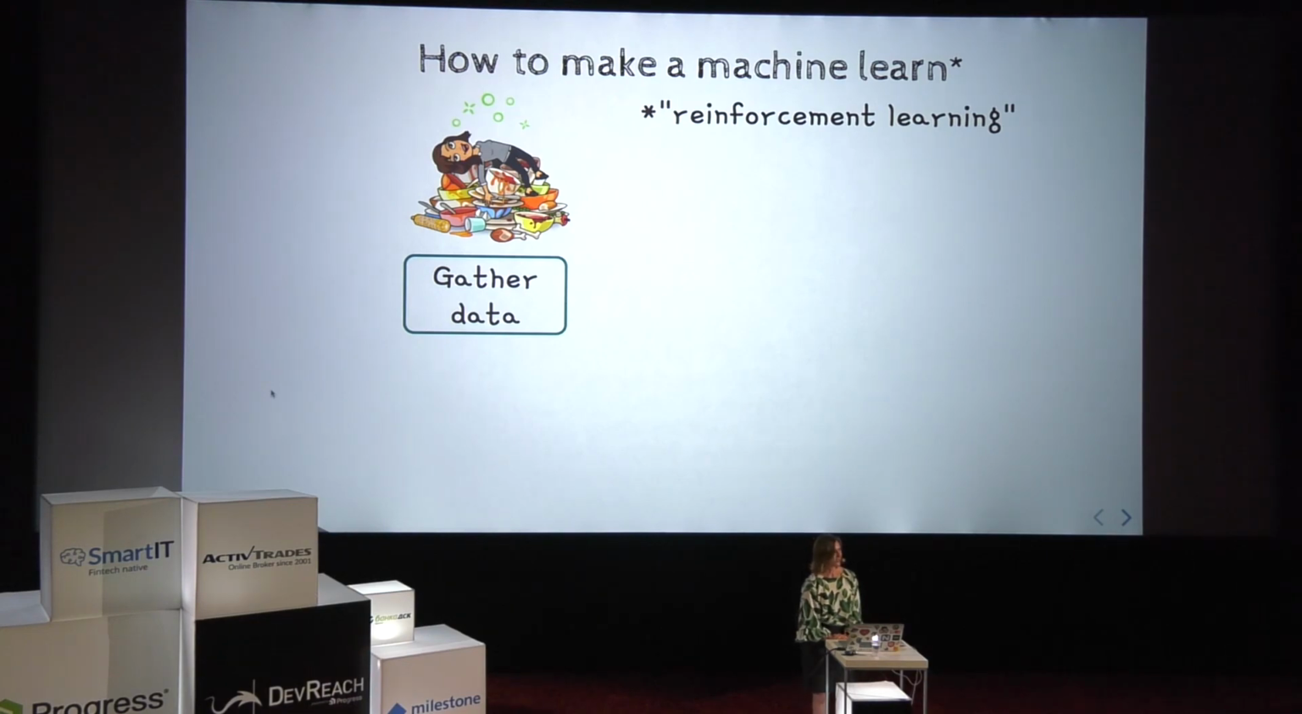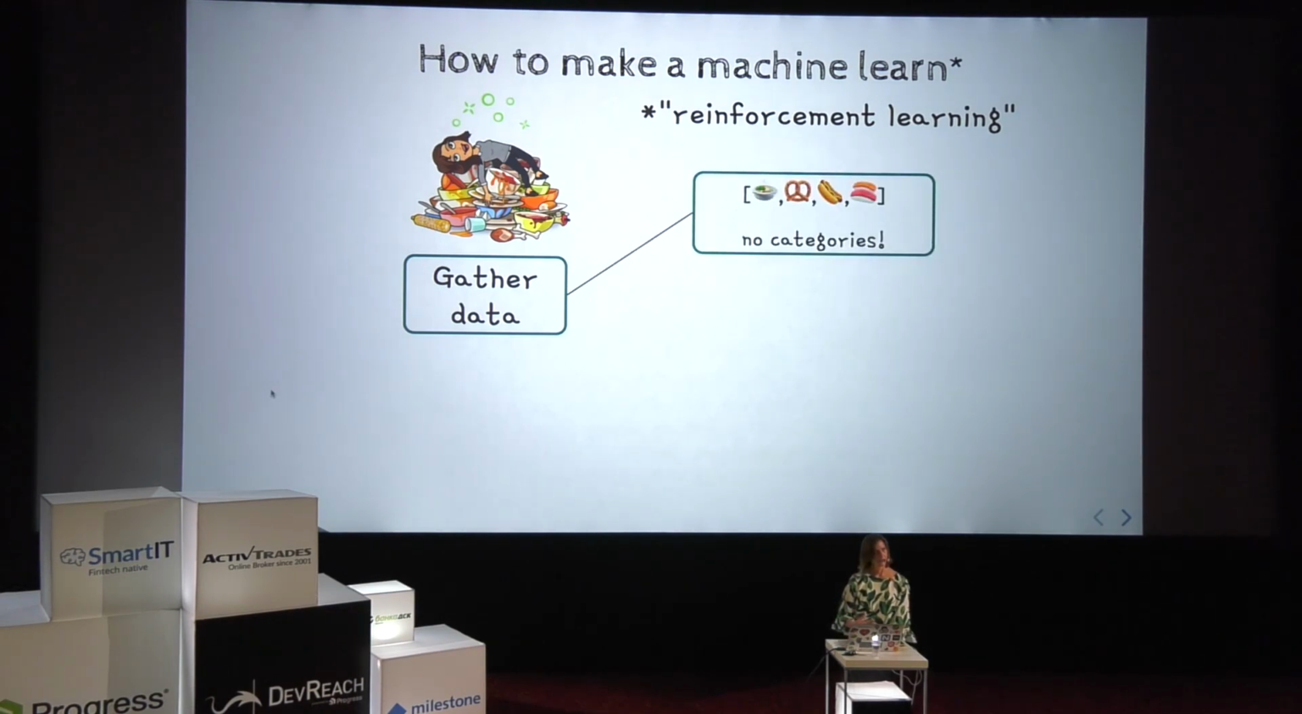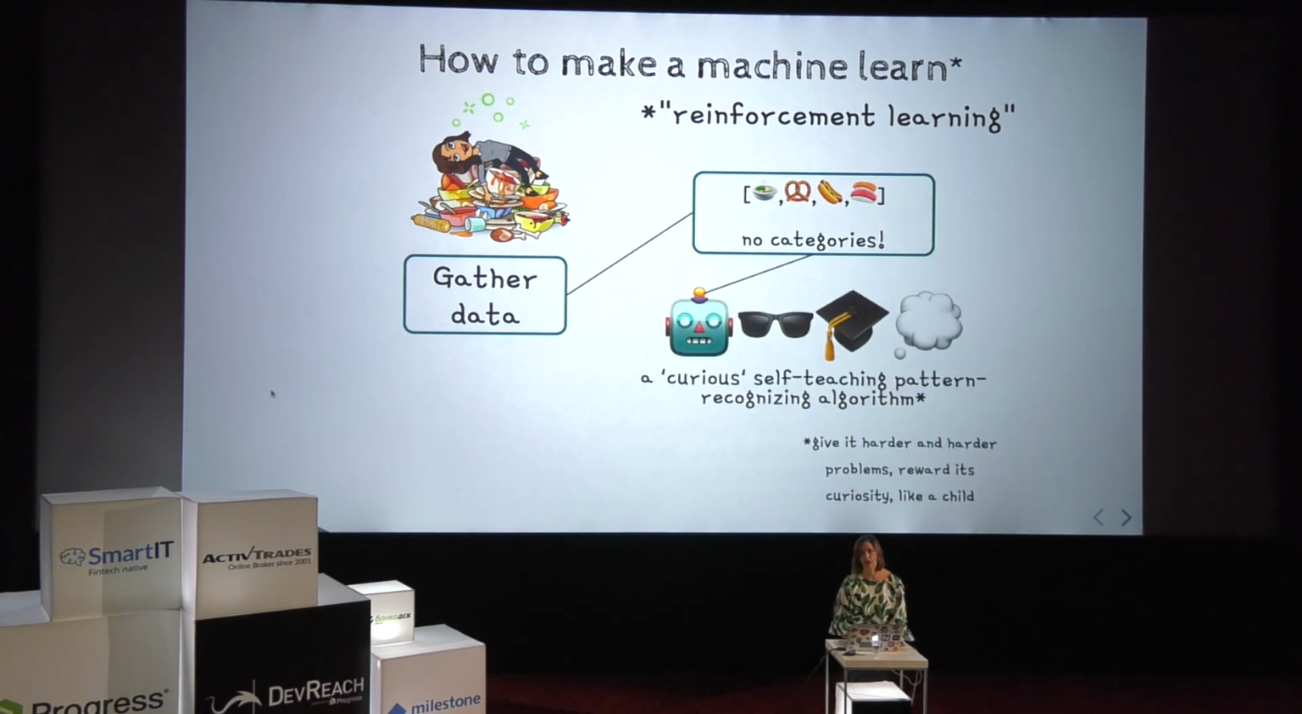So the last type of machine learning I just want to call out is called reinforcement learning. So this is really next level stuff, and this is where the folks at MIT are kind of scratching their head. Reinforcement learning allows you to, again, gather data. Again, you don't give it any kind of categories, and you send it to an even more complex algorithm. This is a curious self-teaching pattern recognizing algorithm. So what you do is you give it harder and harder problems, and you reward its curiosity.